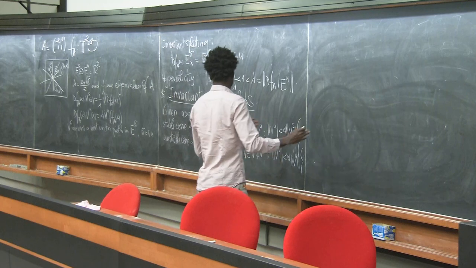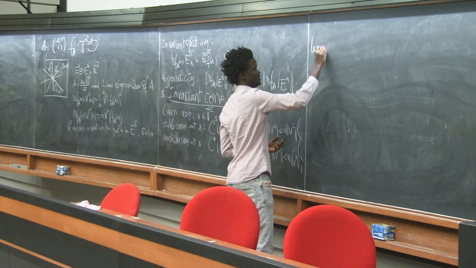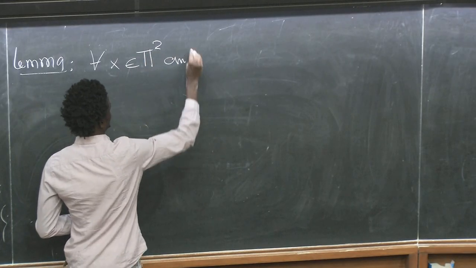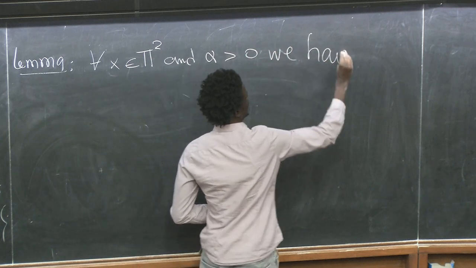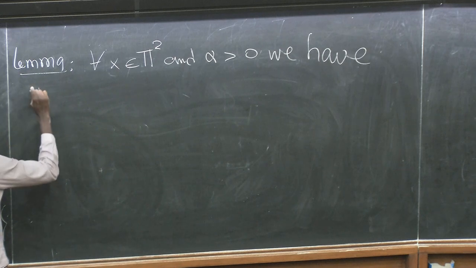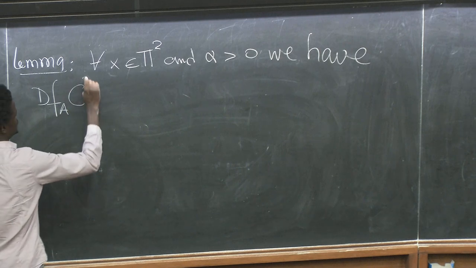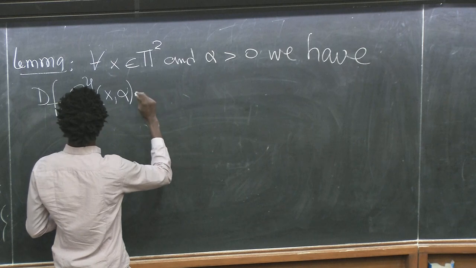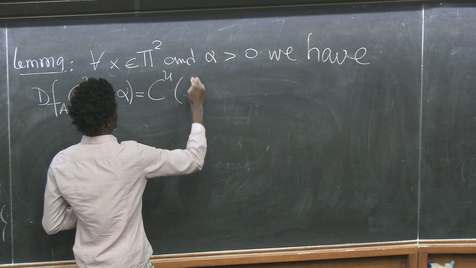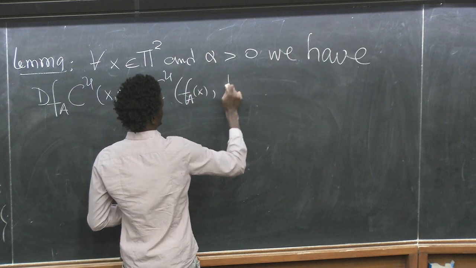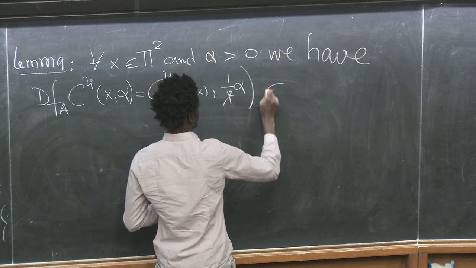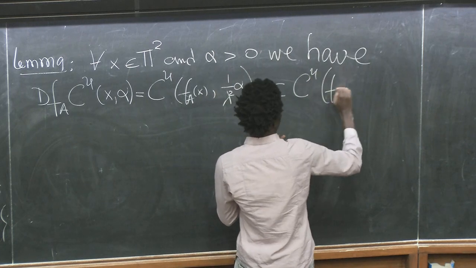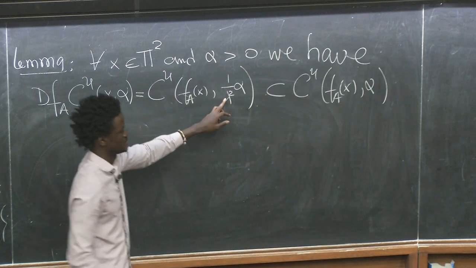There is this fact, I don't know if I should write it as a lemma, but it's very simple to see that for every x in T2 and alpha positive, DFA applied to CU x alpha is exactly equal. This has to do with the fact that the map is linear, but in the general case we have CU at FAX, 1 over lambda square alpha, which is a subset, a cone inside the cone. It's obvious, because this lambda is bigger than 1.